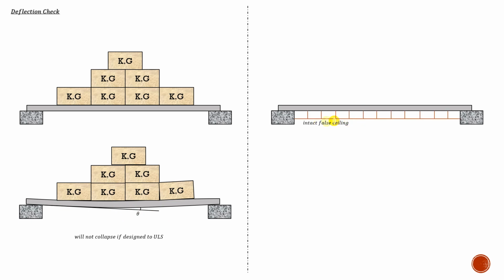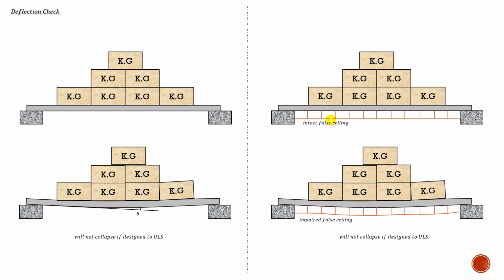But take the same example and put a false ceiling underneath your beam, just like in any actual building. You see, after a while, when the beam is deflected, the false ceiling is impaired. It does not look good, and that is something we have to avoid.